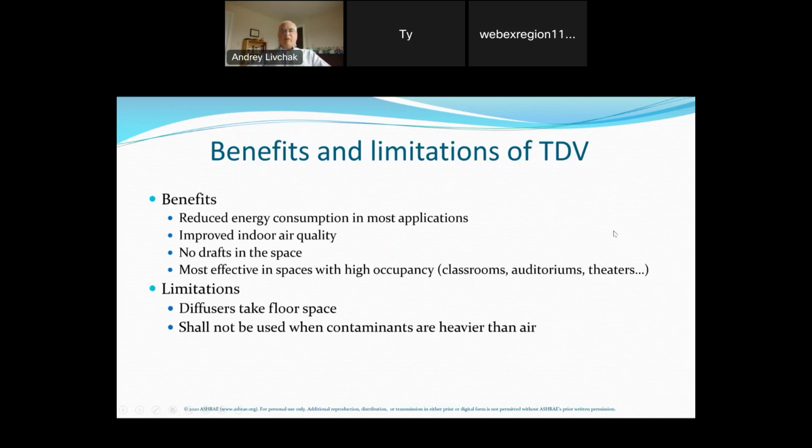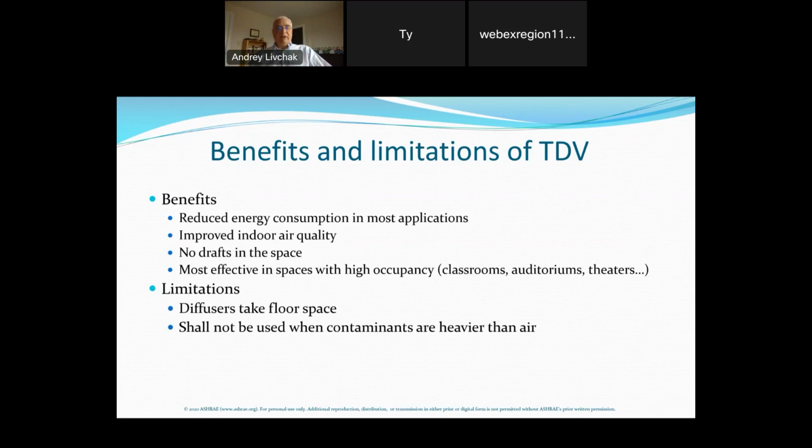Here I'm giving the summary of benefits and limitations of thermal displacement ventilation. The benefit of displacement ventilation is that it allows us to reduce energy consumption in most applications. It is a unique system because at the same time it is more energy efficient, but it also allows us to provide better indoor air quality with less energy. No drafts in the space, and it's most effective in spaces with high occupancy: classrooms, auditoriums, theaters.